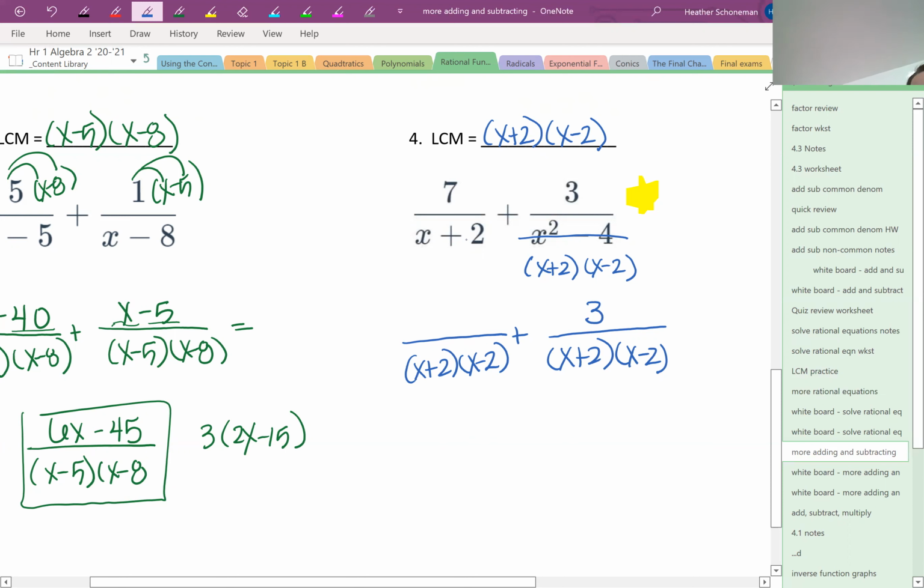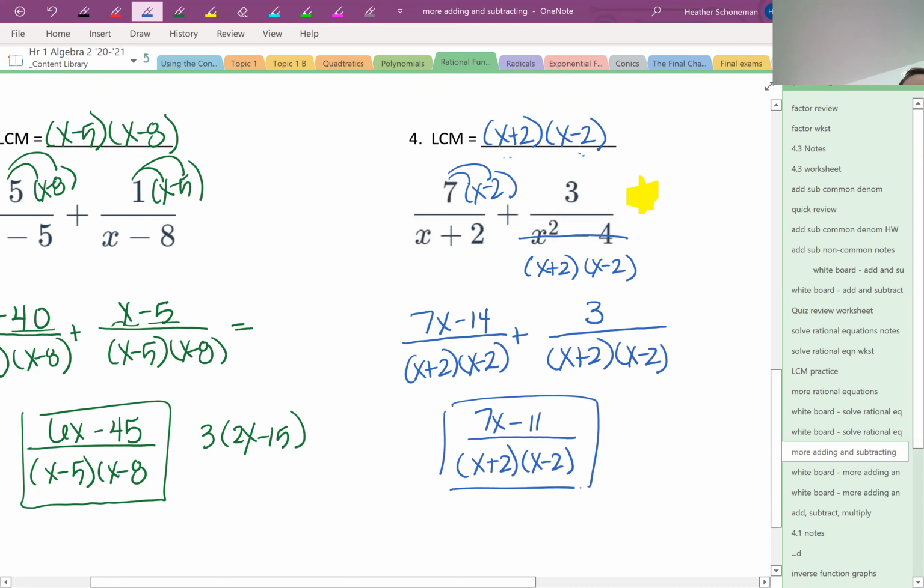Okay, back over here on this first fraction, it has the x plus 2, but what it's missing from the least common multiple is the x minus 2. So I'm going to multiply that, and that gives me 7x minus 14. Now that I have two fractions, my next goal is to merge them into one fraction. So the denominator stays the same, x plus 2, x minus 2. And now we're going to combine like terms and get 7x minus 11.